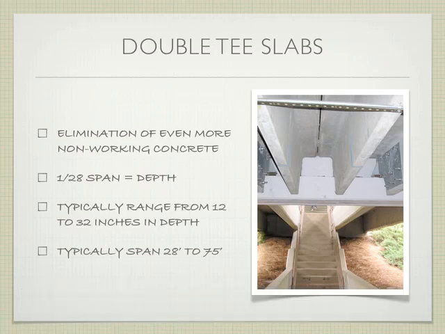So we move up in spanning capability. We get to the double T slabs. This is elimination of even more of the non-working concrete. 1/28 of the span is the depth. So it's a lot deeper, which could be problematic depending on how much headroom we have. And they're typically going to range somewhere between 12 and 32 inches in depth. So much deeper. We're not getting into the small ones. This is big stuff. Typically the span is going to be 28 feet to 75 feet. So we're getting much, much longer spans, okay?